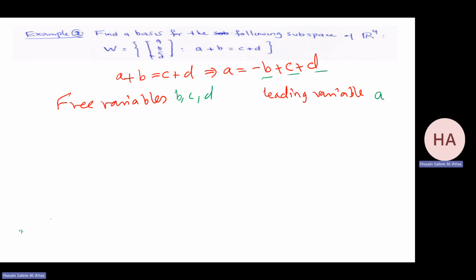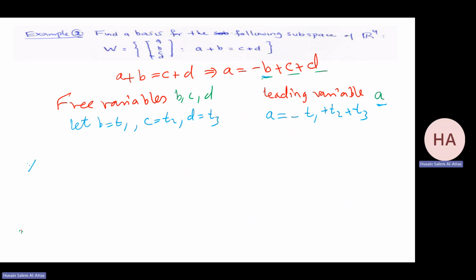And I can do it. I can say let B equal T1, C equal T2, D equal T3. Or I can write it right away. It's okay. And then I will try to write A in terms of these T1, T2, T3. And very clear, A will be what? Minus T1, because it's minus B, plus T2, plus T3.